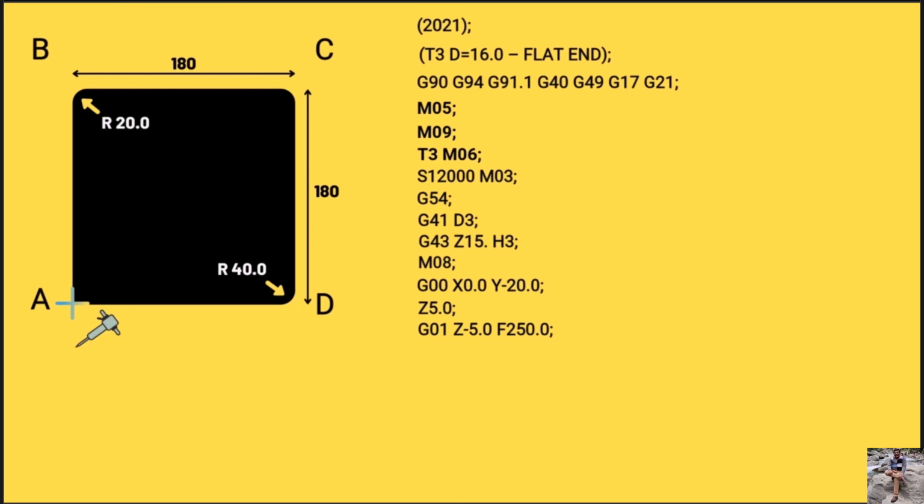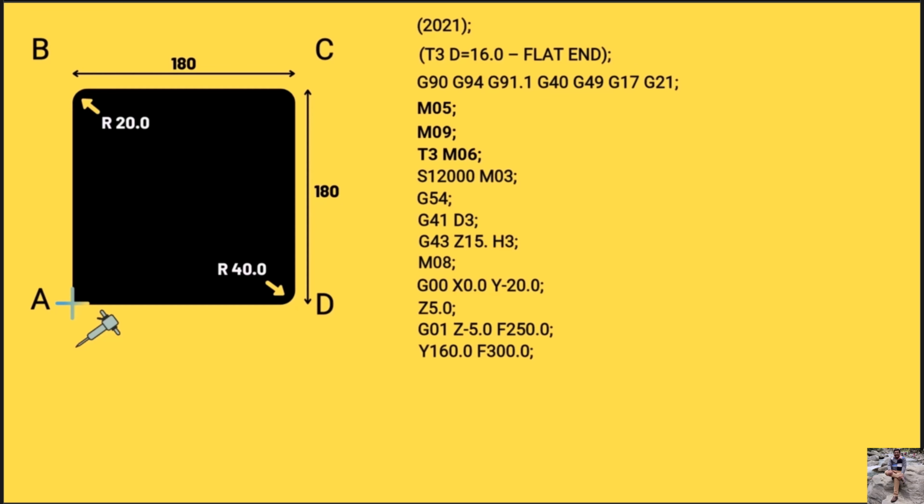We also need to issue a feed rate to tell the machine how fast we are going to come into the material. So a feed rate of 250 mm per minute would be suitable. Now with our cutter through the material, we can speed up the feed rate a little bit as we feed in the X or Y axis.